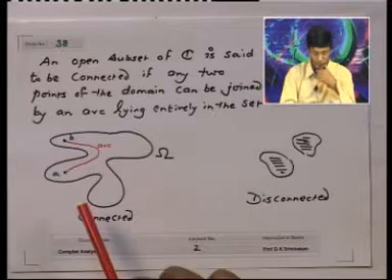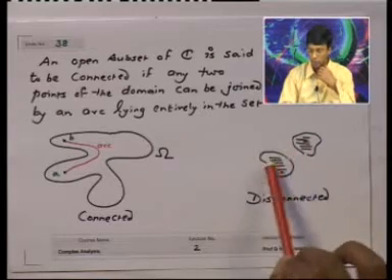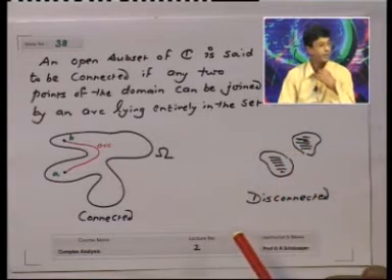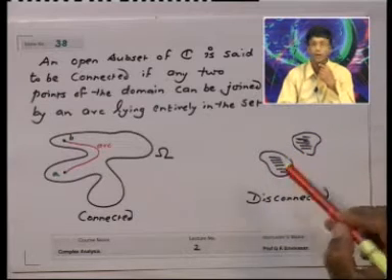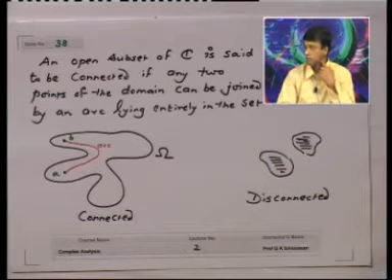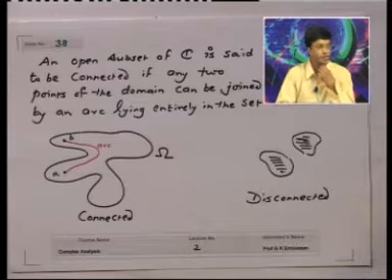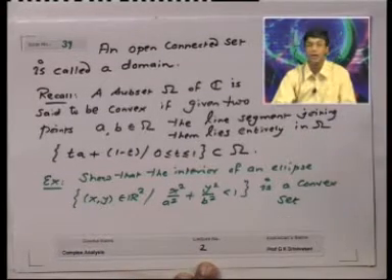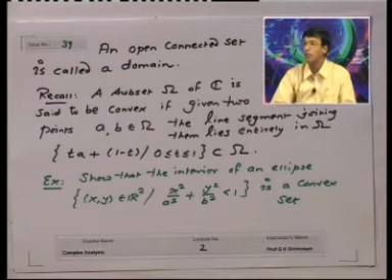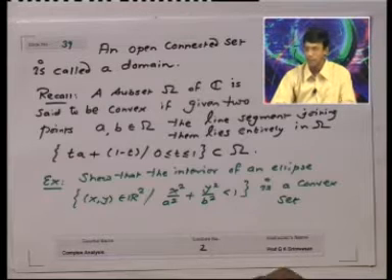Is it clear? The picture shows a connected set here, and this region consisting of these two pieces is a disconnected set. I can take a point here and a point here, and the arc joining them will spill out of the domain. Is the concept of a connected set very clear? Now we are going to always refer to an open connected set as a domain. So when I say domain, it means it is open and it is connected.